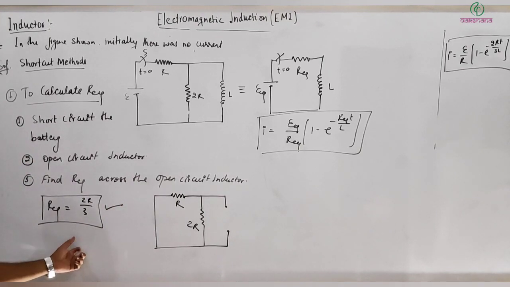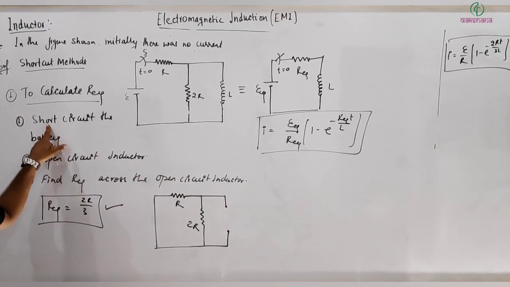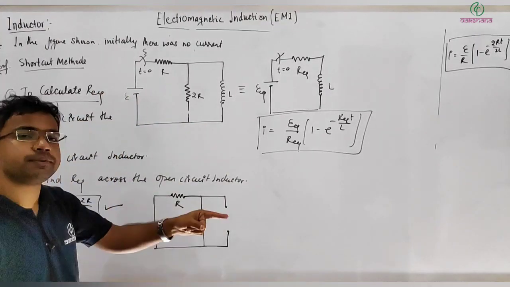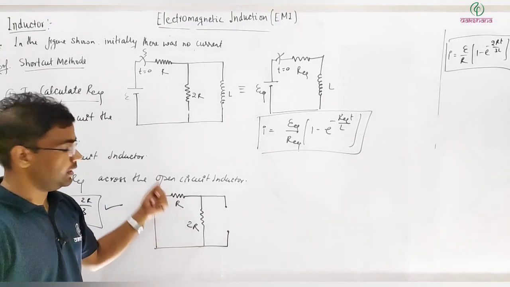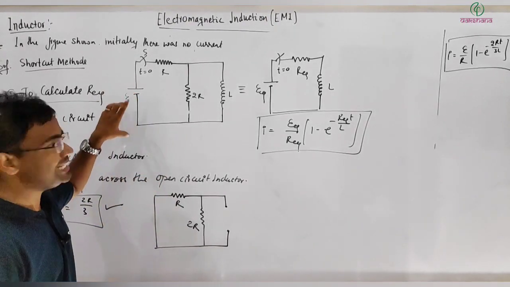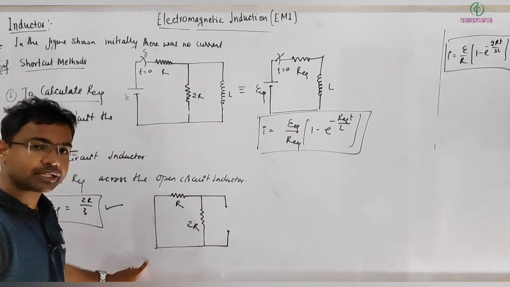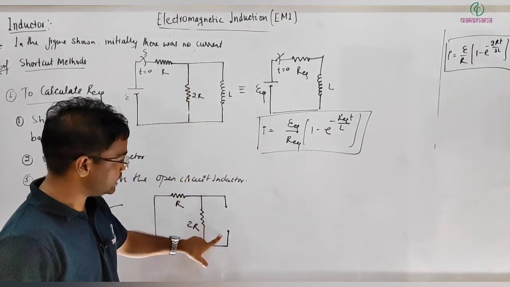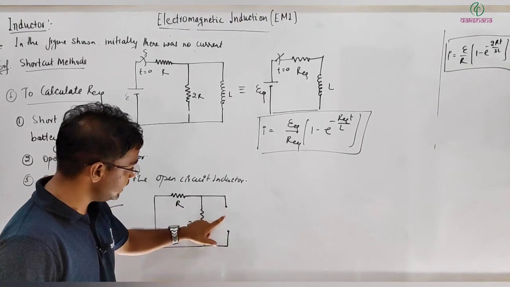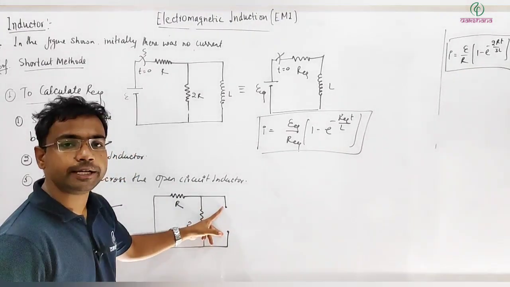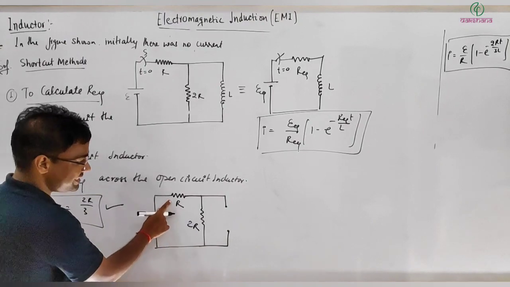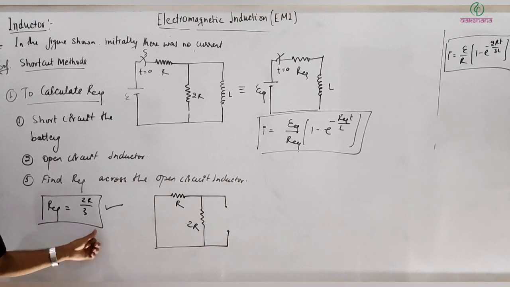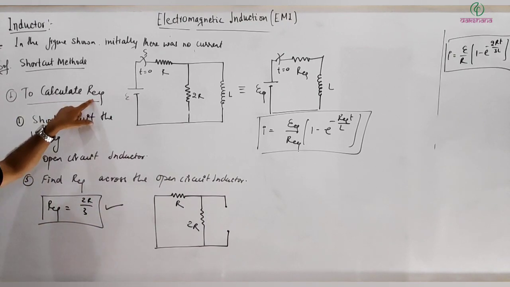Is that clear? Open, short circuit battery, whatever, it doesn't matter how complex the circuit is, you will get answers within seconds. So the approach is exactly this: short circuit the battery, short circuit the resistance, leave it as it is, open circuit the inductor. Now calculate R equivalent across the ends of the inductor. You can see a series parallel combination, two resistances in parallel, and we are getting R equivalent 2R by 3. So we got one, that is R equivalent.